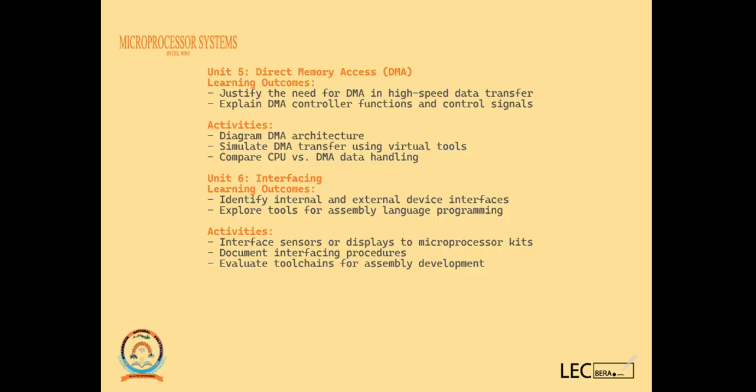And then we are going to look at the activities, which are to diagram DMA architecture. We are going to simulate DMA transfer using virtual tools. And then we are going to compare CPU versus DMA data handling. How do we handle data when we are using the CPU? Like the CPU is going to be like the controller here. And how do we handle data when we are accessing the memory directly using what is called a DMA controller, the one which we've seen here.